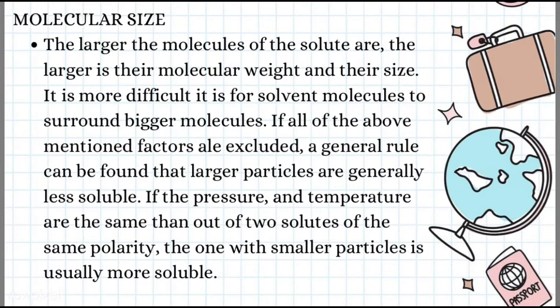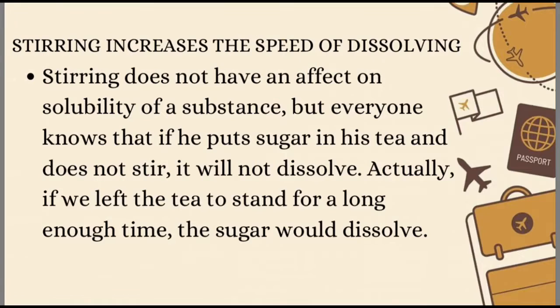If all of the above mentioned factors are excluded, a general rule can be found that larger particles are generally less soluble. If the pressure and the temperature are the same, then out of two solutes of the same polarity, the one with smaller particles is usually more soluble. Stirring increases the speed of dissolving.